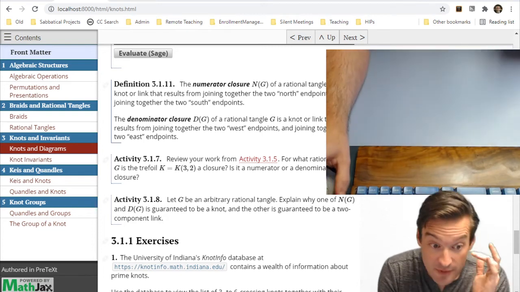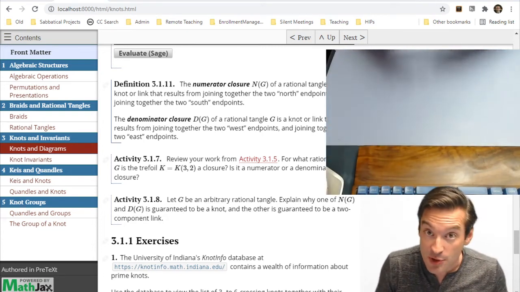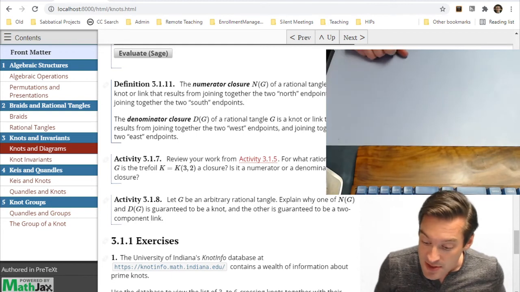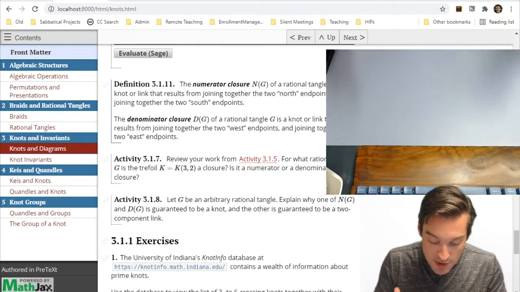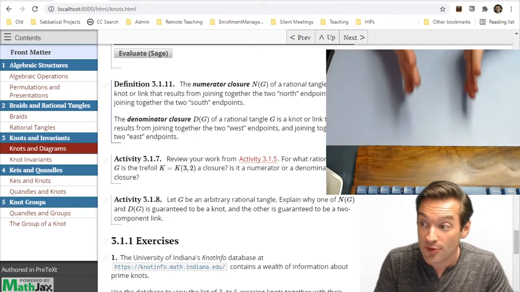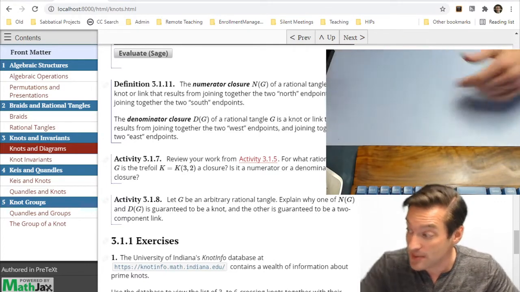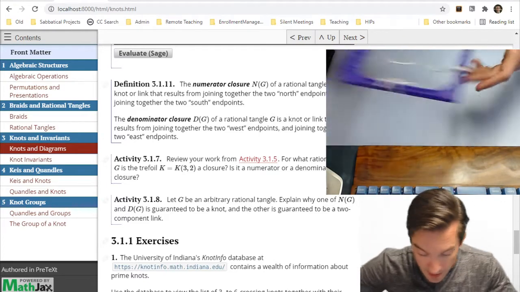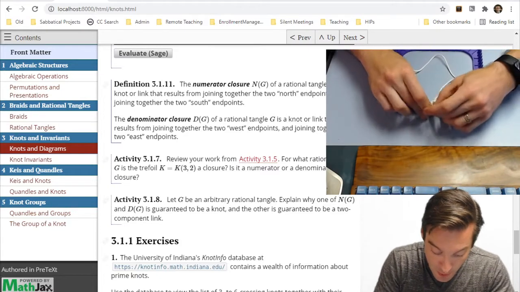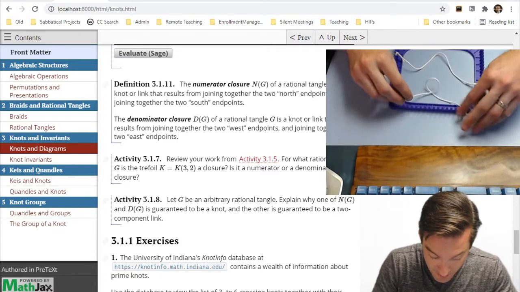There are two different ways of taking a rational tangle and producing a knot out of it. And the reason that there's two different ways is that rational tangles have both a north and south dimension, and they also have an east and a west dimension. Because with rational tangles, we are able to rotate in addition to just twisting, right?